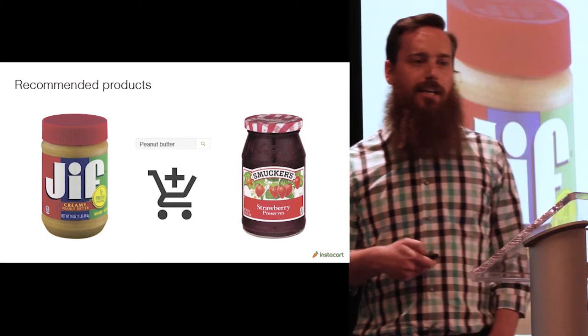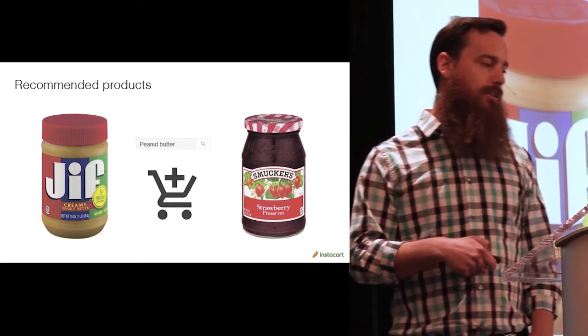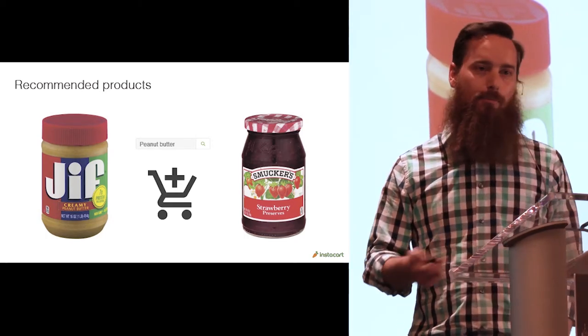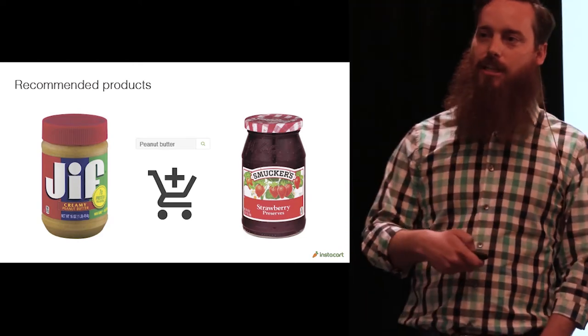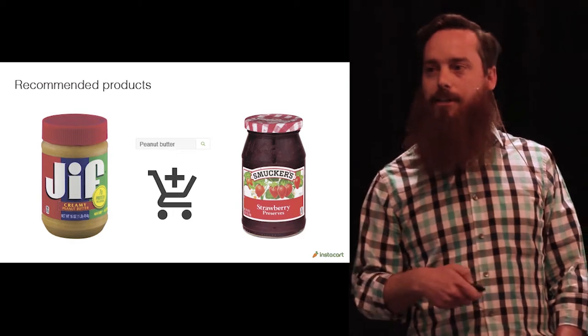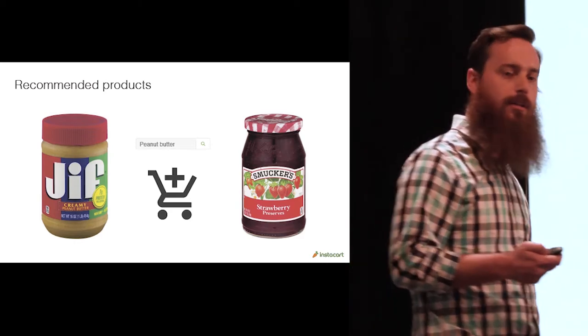We can apply this same model the opposite direction, and we can say that when people buy peanut butter, they often buy jelly, and so we see the merchandising opportunity there as a complementary instead of competitive product.